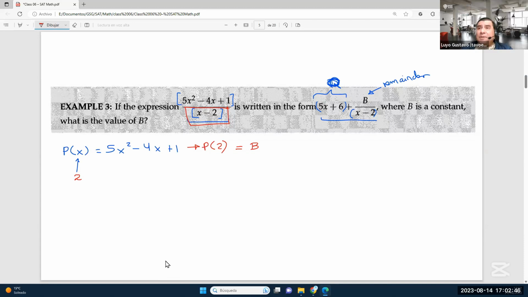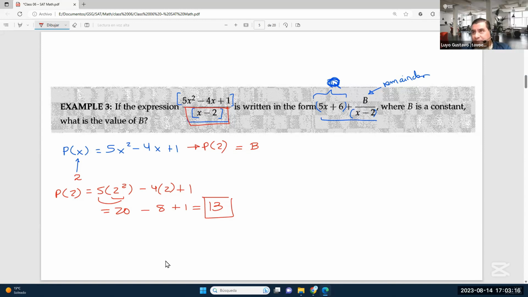You can say simply, okay, p of 2 would be 5 times 2 squared minus 4 times 2 plus 1. Okay, this is 4, this is 20. Here we have minus 8 plus 1. What do we have? Okay, 12 plus 1 equals 13. This is it. Is that really so? Let's verify.